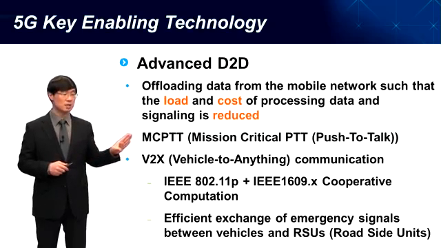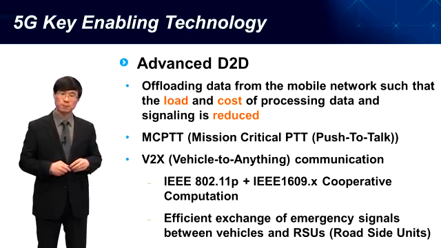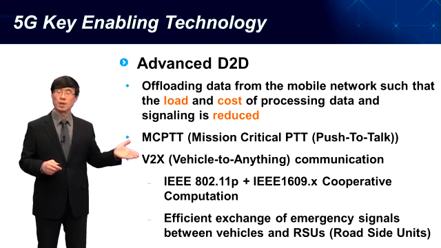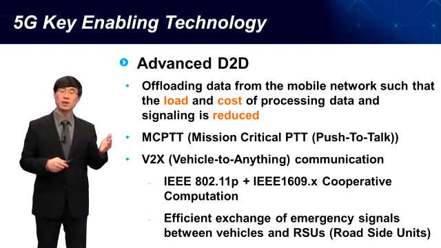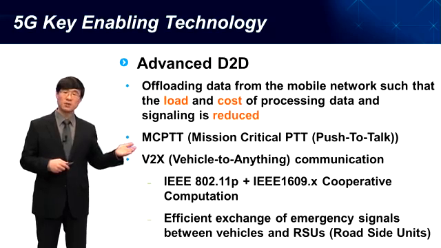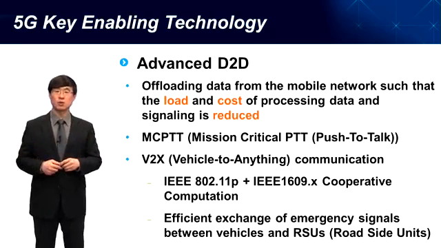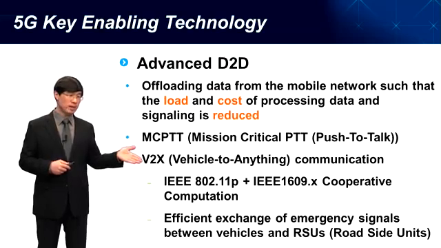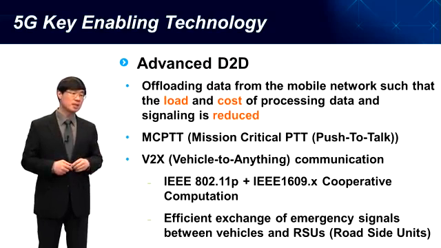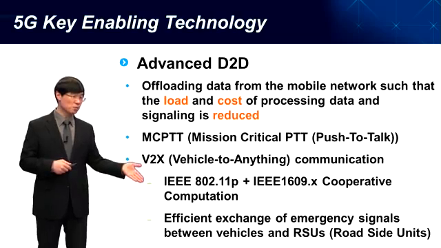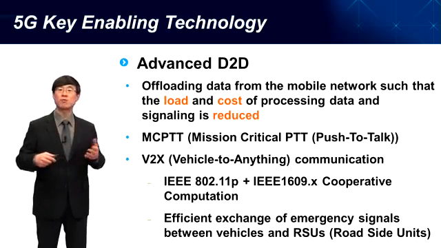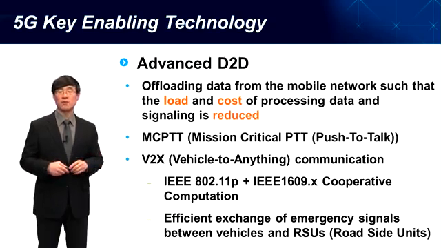In addition, D2D technology can support MCPTT, Mission Critical Push-to-Talk. In addition, it can support V2X communication, where V is for vehicle and X can be anything. In other words, the X can be another V as vehicle to vehicle, or it could be vehicle to pedestrian as V2P, or it could be vehicle to infrastructure, such as V2I, where the infrastructure is a traffic roadside unit. This is based upon the IEEE 802.11p and the IEEE 1609 protocol, and providing cooperative computation techniques supporting ITS, Intelligent Transportation Systems. Efficient exchange of emergency signals between vehicles and roadside units can also be accomplished and provide various good support systems for traffic support units.